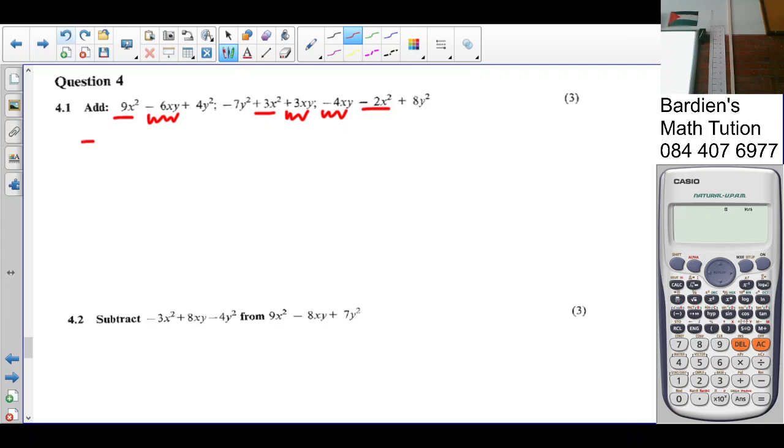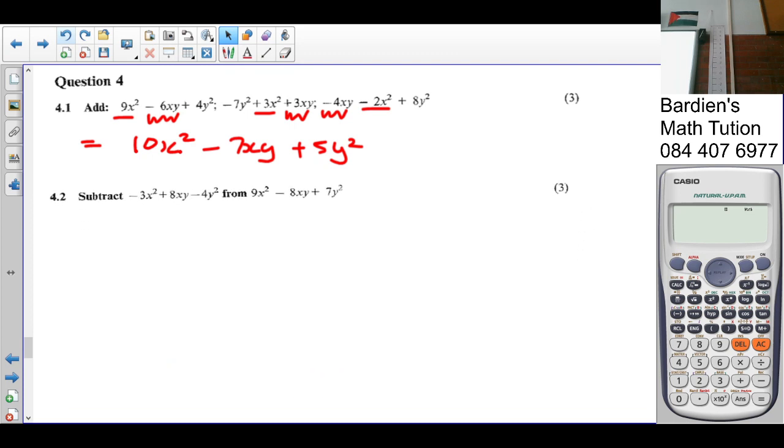Not so? What is 9x squared plus 3x squared? 12x squared minus 2x squared? 10x squared. Minus 6xy plus 3xy is negative 3xy. Negative 3xy minus 4xy is negative 7xy. Okay. 4y squared minus 7y squared is negative 3y squared. Negative 3y squared plus 8y squared? Positive 5y squared. Are you all okay with that? Okay.